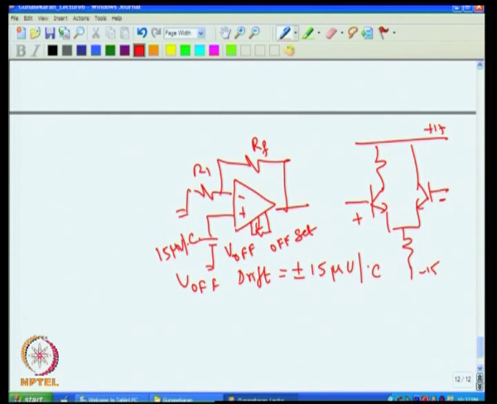That means if I take a 100-degree change in the ambient temperature, then the voltage change here is supposed to be 15 microvolt into 100, that comes to 1.5 millivolt. That means this voltage, in the worst case, can be 1.5 millivolt for 100 degrees. That means if I have, say, a gain of 10, then the output will be 15 millivolt.